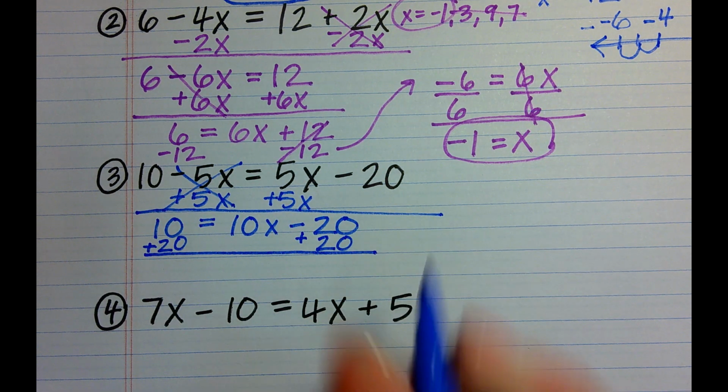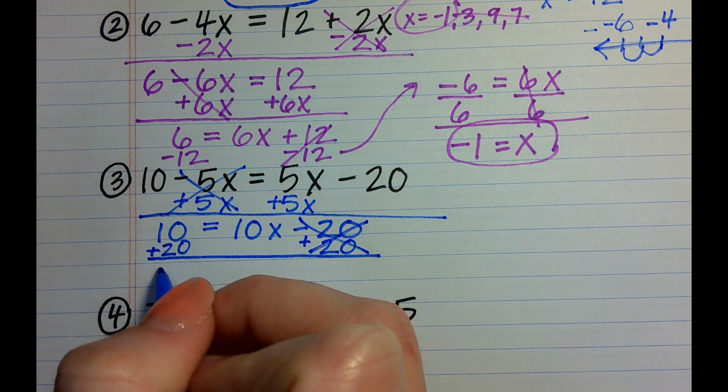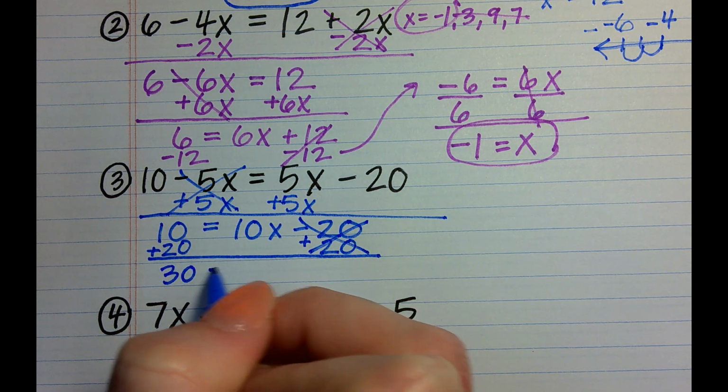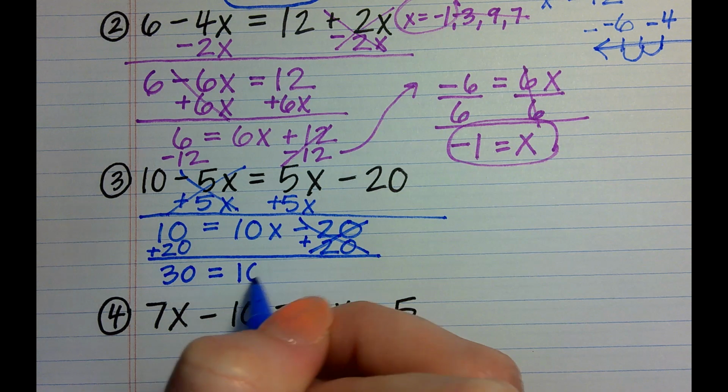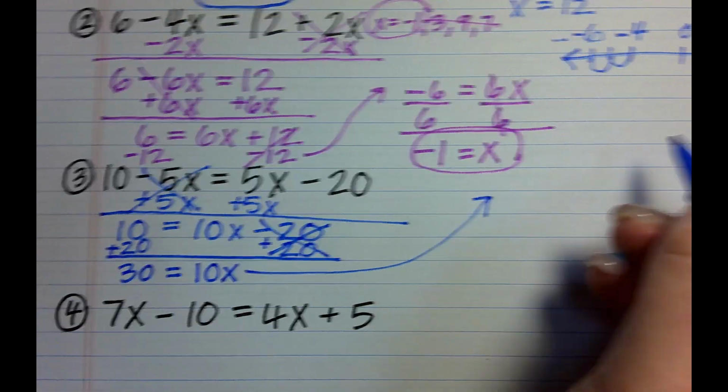Your 20s cancel. 10 plus 20 is 30. Good. 10 plus 20 is 30 equals 10x. Good. And I'm going to go ahead and rewrite this because I am out of room.